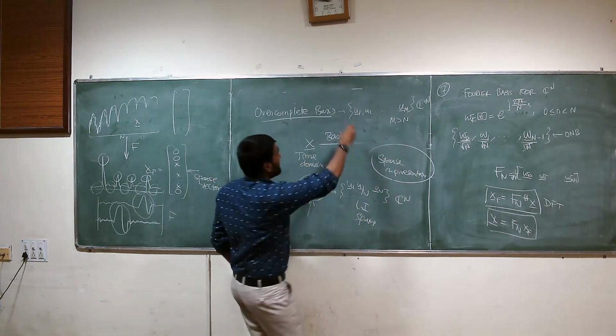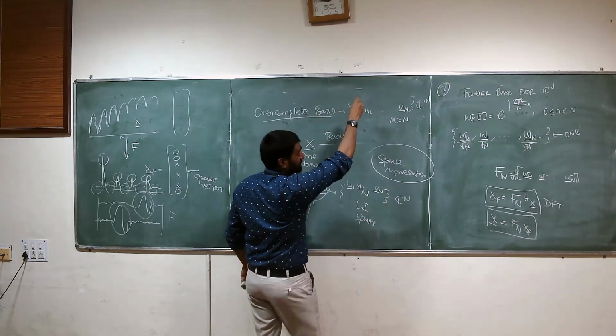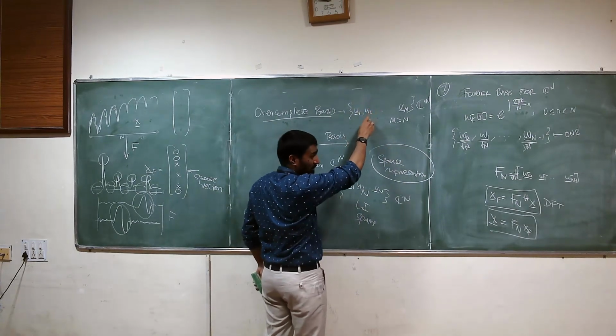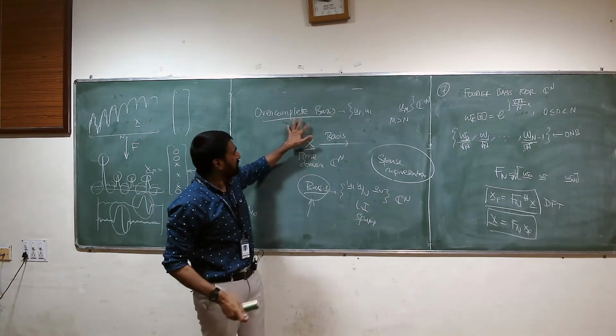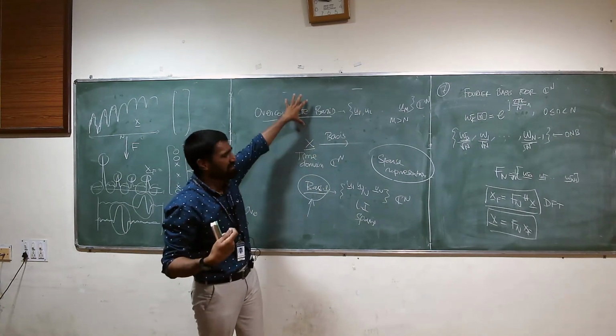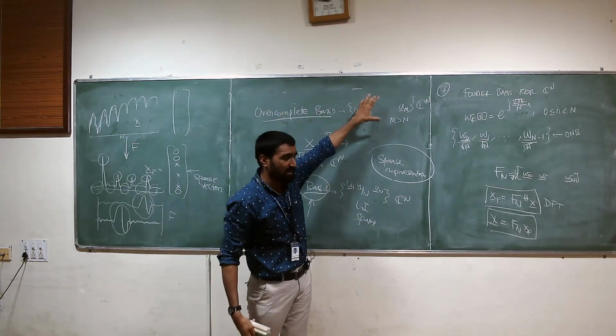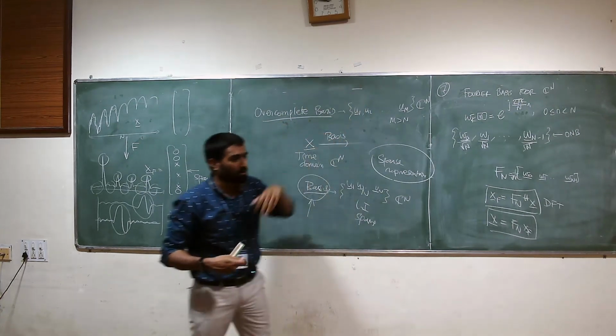This idea of an over complete basis is very popular in signal processing and neuroscience as well. It turns out the brain also does something like this, where it uses an over complete basis for representing things, at least in the visual cortex.